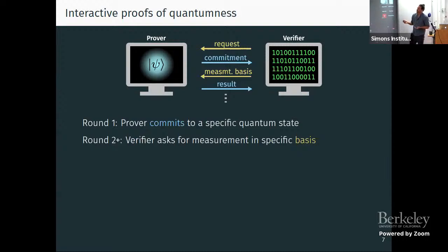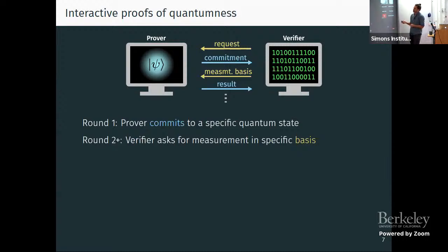We're going to be working with these interactive proofs. So the broad structure that we're going to use is the following, and this is just something to keep in your head. The first round of interaction is going to involve the prover committing to a specific quantum state. And then the rest, either one or a couple more rounds of interaction, will involve the verifier specifying to this prover how to measure that state.